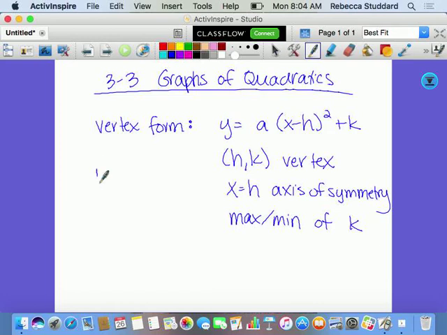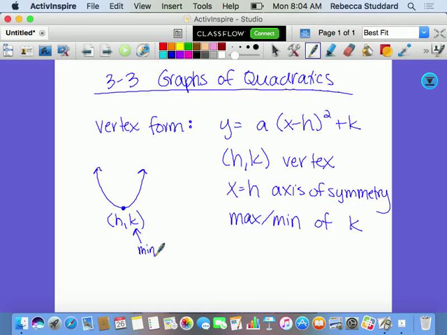Because if you think about it, this is our parabola. You don't have to draw the picture in your notes. And this is (h, k). Then k is going to be the minimum. Whatever the y value is, that's going to be your minimum. Or if we had one that opened down, k would be the maximum.